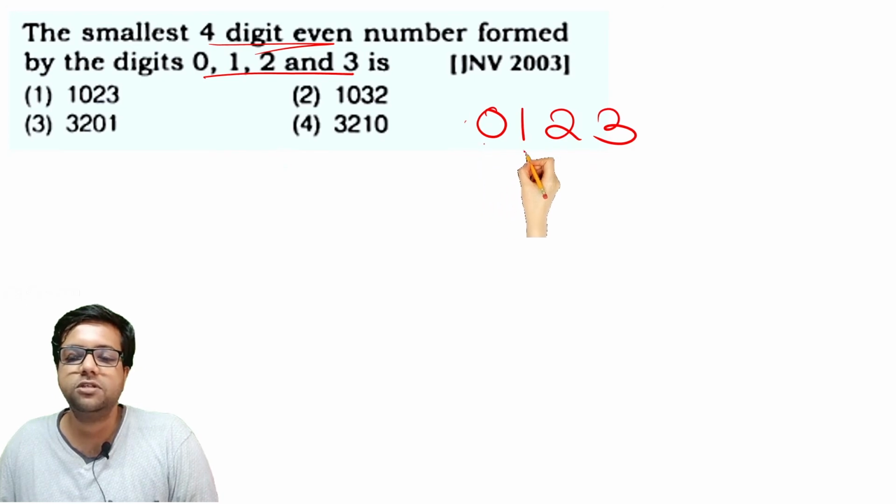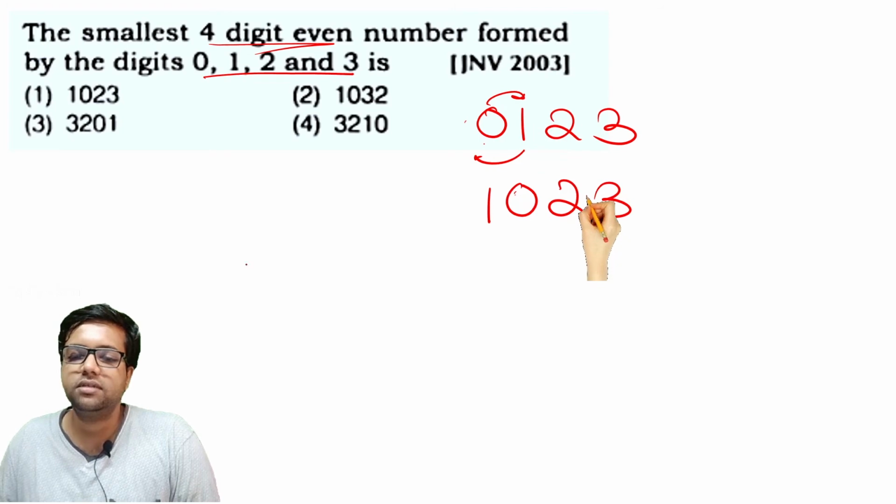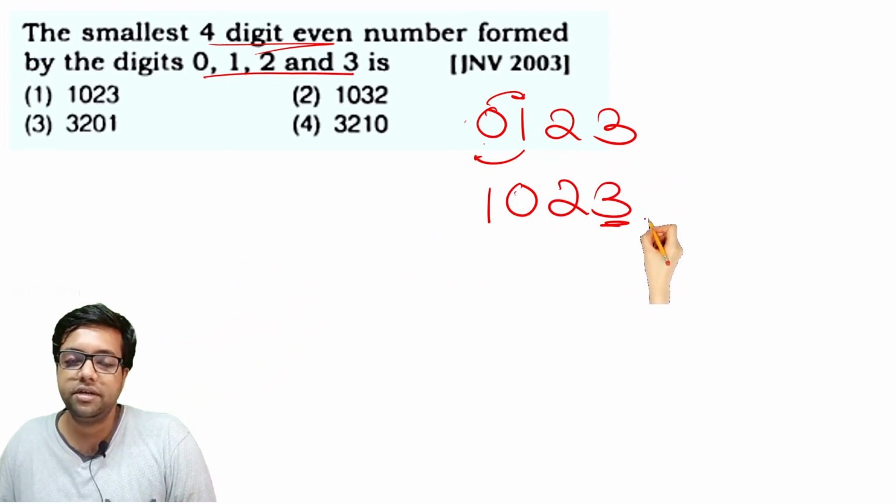0 can't come in the first place. Exchange them with a neighbor. So 1 0 2 3, this is the smallest 4-digit number, but we are supposed to find an even number, which is what it is here. It is an odd number.